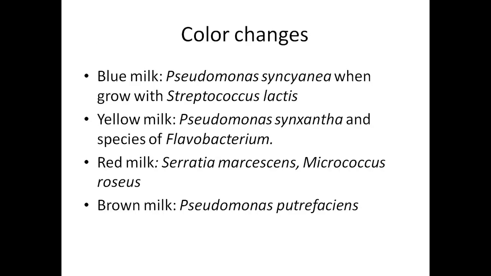And the changes of the milk color: the milk will be changed into the blue color by the Streptococcus cyanogenes when grown with Streptococcus lactis. Yellow milk will be produced by the Pseudomonas synxantha and the species of Flavobacterium. The red milk will be produced by the Serratia marcescens and the Micrococcus roseus. Brown milk will be produced by the Pseudomonas putrefaciens.